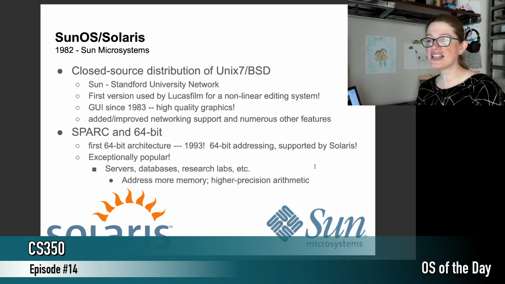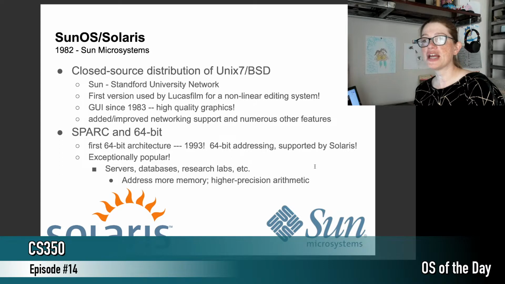So as I said, Solaris was exceptionally popular. In fact, when I was an undergrad at UW, that's what the school servers ran. It was a bunch of Sun hardware, and we ran SunOS and Solaris. And so we were using a more traditional Unix-based operating system. And every machine was that.